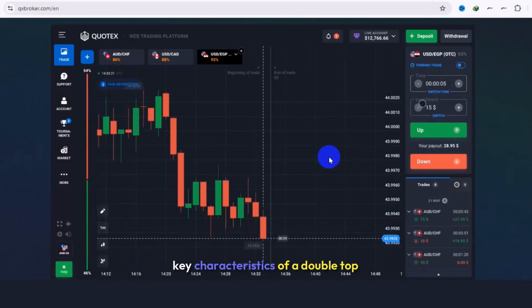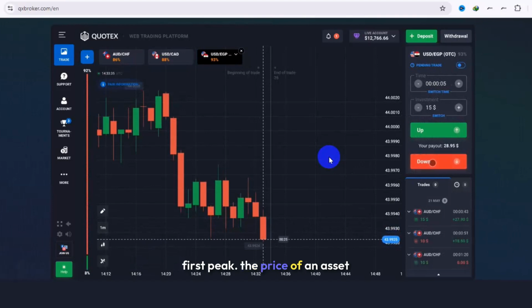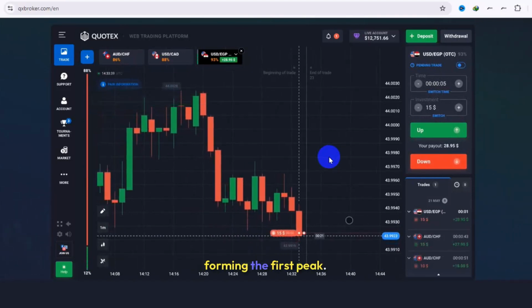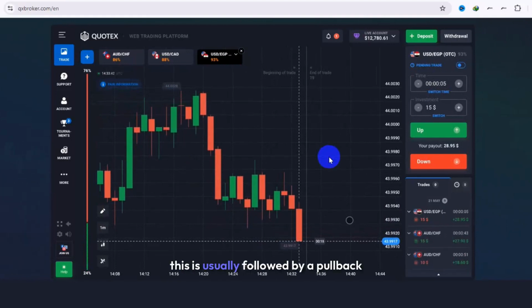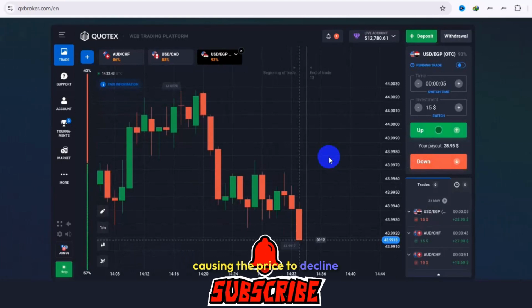Key characteristics of a double top. First peak. The price of an asset rises to a resistance level, forming the first peak. This is usually followed by a pullback as selling pressure increases, causing the price to decline.